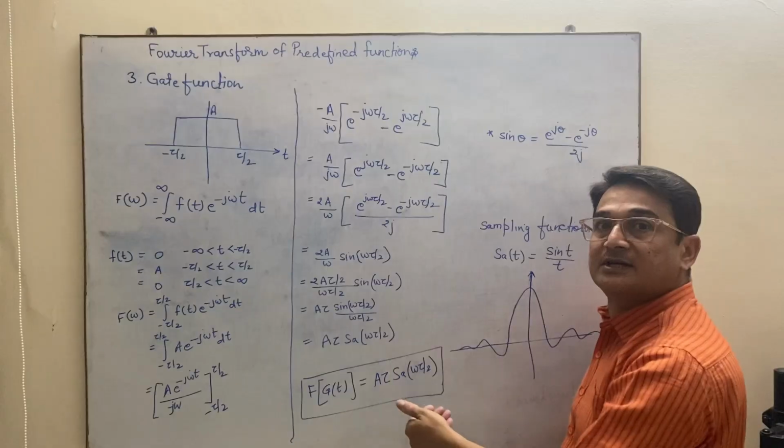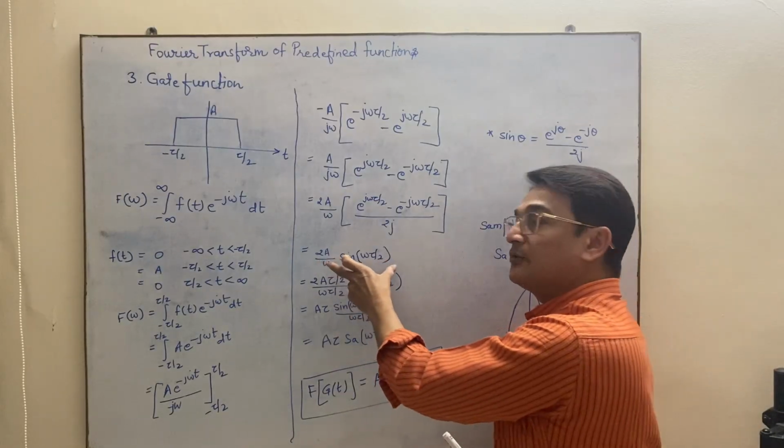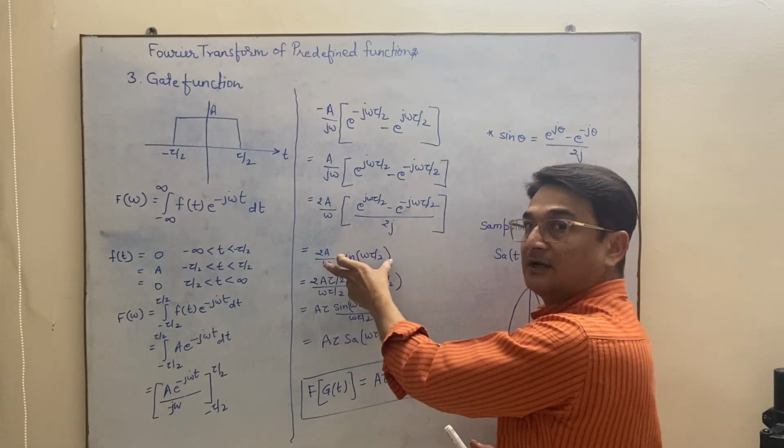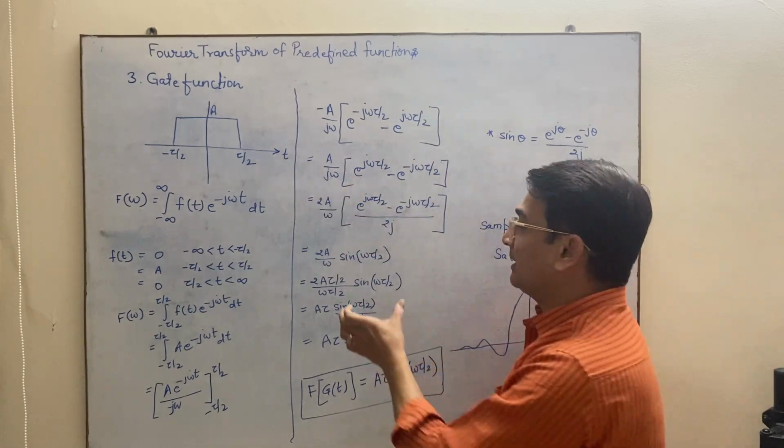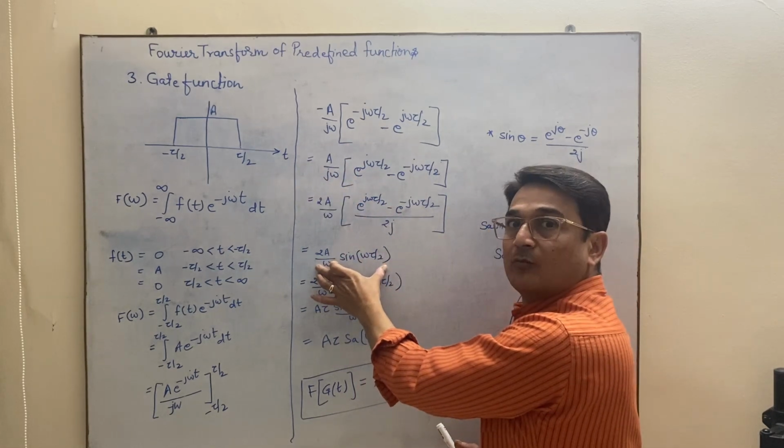Now we will further solve this thing. Otherwise, in the exam you can also write till this point. You can calculate the Fourier transform till this point. This is nothing but the Fourier transform of the gate function.